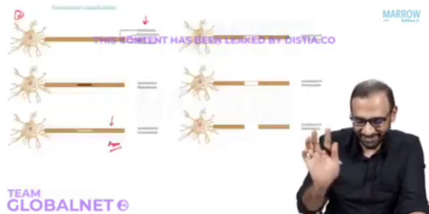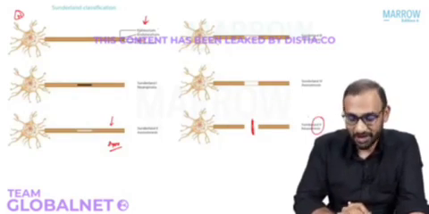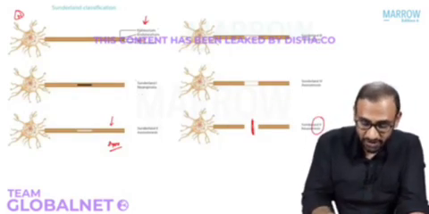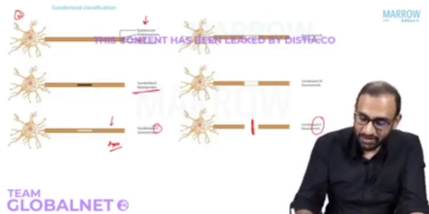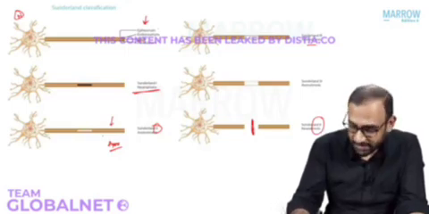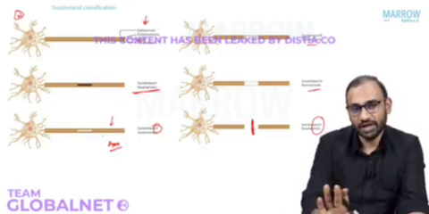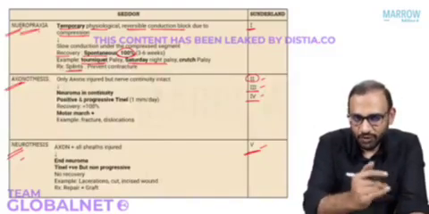Simple, right? So look at this. All structures are injured: type 5, neurotmesis. All are spared, only physiological conduction block: neuropraxia. Only axon injured, type 2. Axon plus endo is injured, type 3. Axon plus endo plus peri is injured, type 4. Clear? Right. Now what happens when the axon is injured with a few sheaths around it?